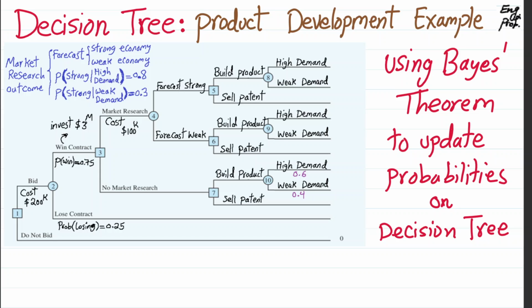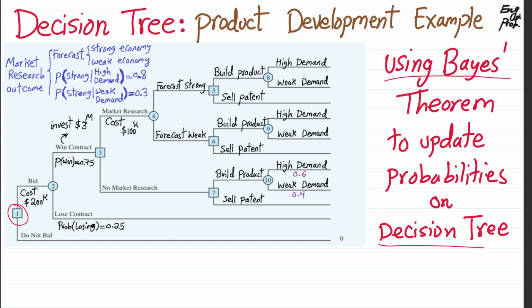A decision tree for a product development example is shown, and we want to see how we can use Bayes' theorem to update prior or outdated probabilities on the decision tree. By that I mean these two probabilities mentioned here for high demand and weak demand for the product are outdated or prior, and we want to get to the posterior or revised version of them for the other branches of the decision tree. So with that in mind, let's start from the project definition and problem definition.